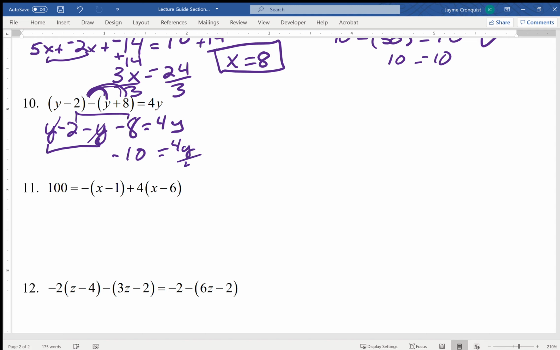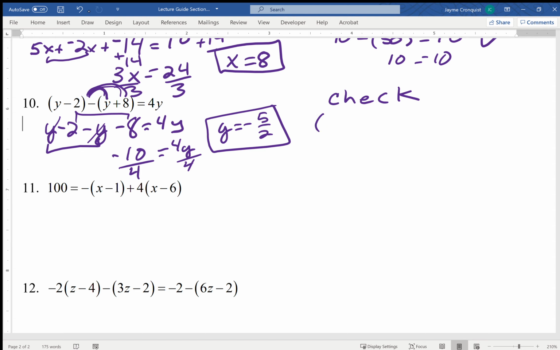All right, divide both sides by 4. y equals negative 5/2 when I simplify. Had to reduce the fraction. 10/4 reduces to 5/2. All right, so now we're going to have to check it with that nasty fraction.